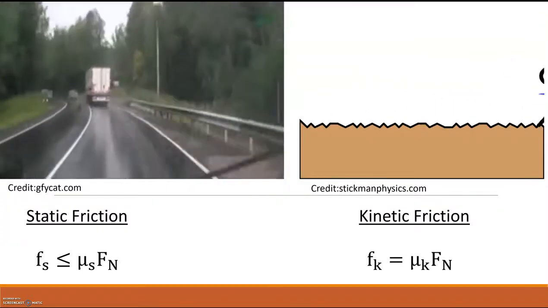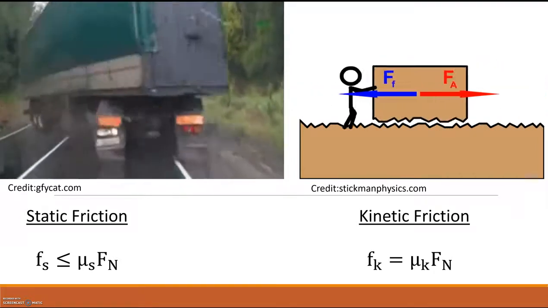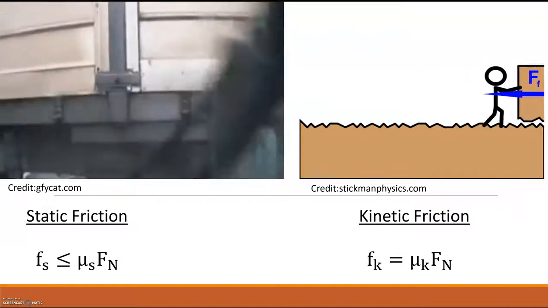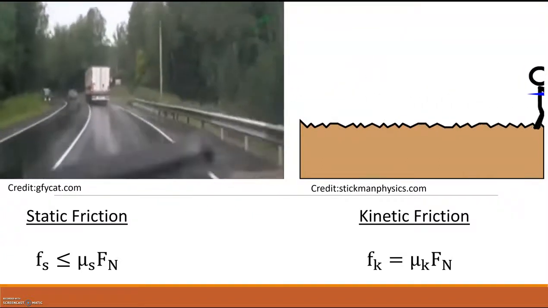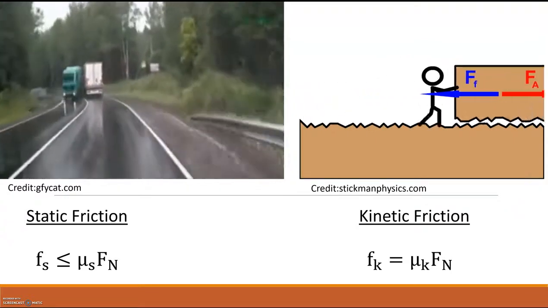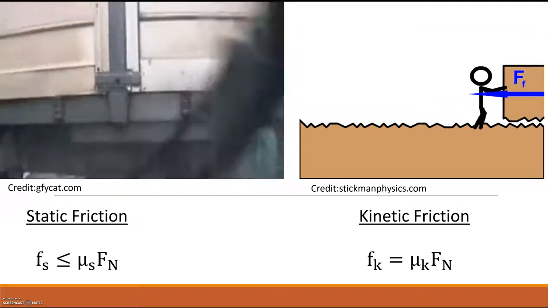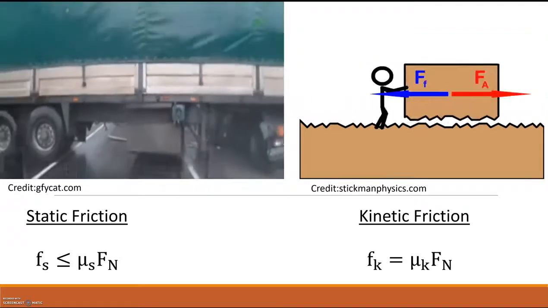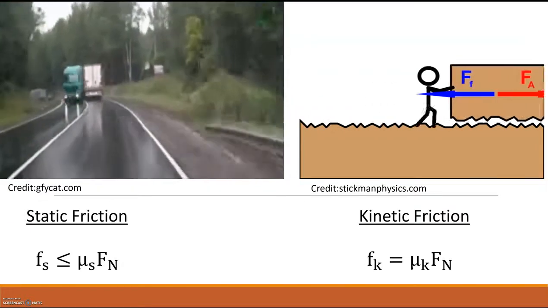So to get your car to move forward, your engine is causing your tires to rotate, which is applying a force on the ground, and then the ground is applying a force on your tires, propelling the car forward. And so that force from the ground is the force of static friction.